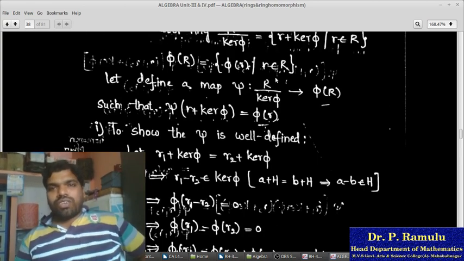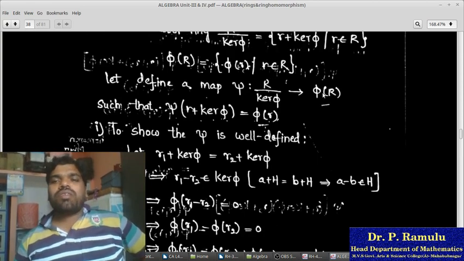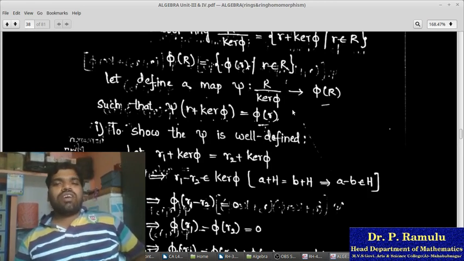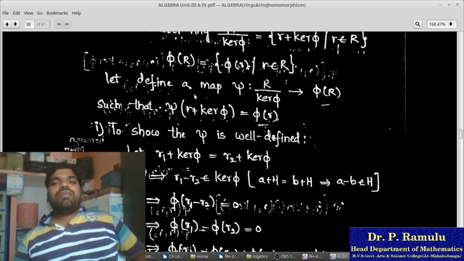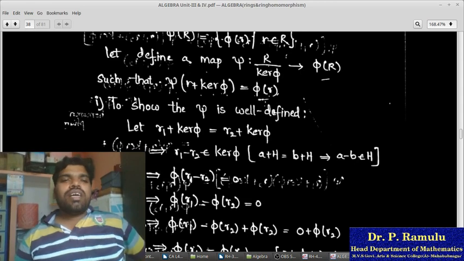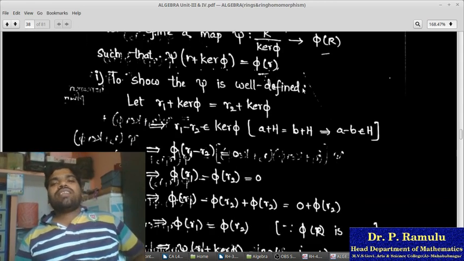After that, for showing R/ker π is isomorphic to π(R), what can I show? I want to show that ψ is well defined, ψ is one to one, ψ is onto, and ψ is a ring homomorphism. If the whole criteria are satisfied, we say that ψ from R/ker π to π(R) is an isomorphism.